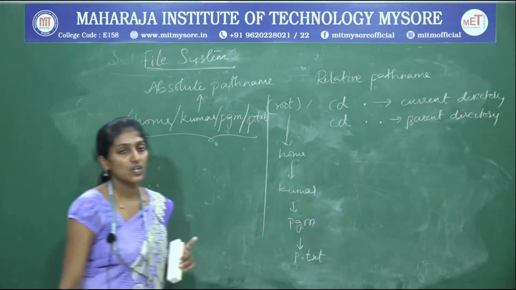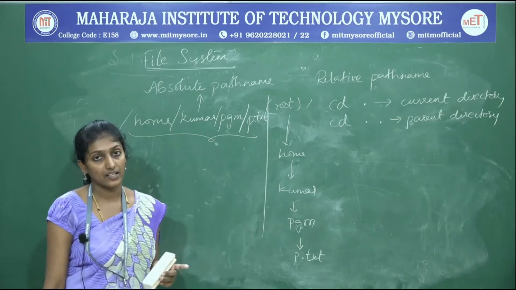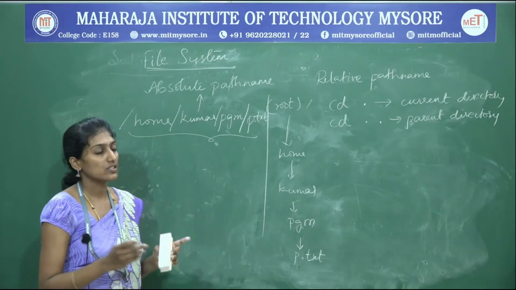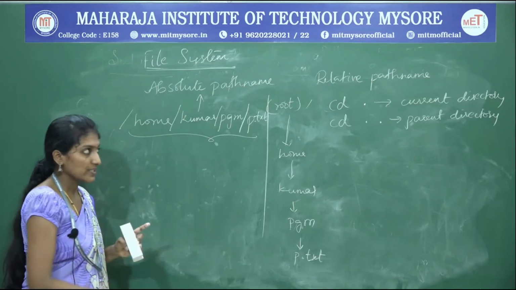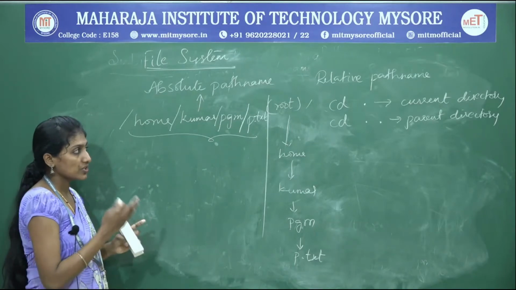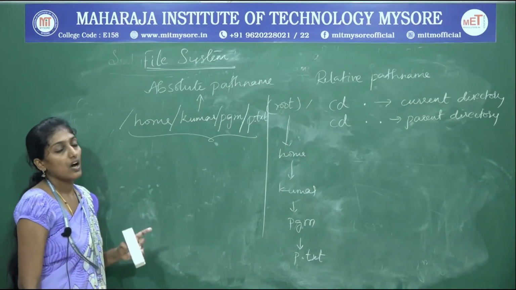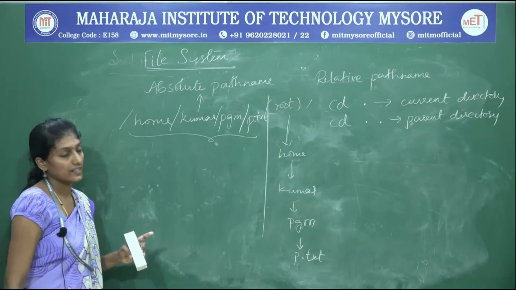So CD dot represents the current directory, and CD double dot represents the parent directory. If the user wants, instead of providing the complete path name and getting into the directory, we can just use these two cryptic notations for knowing its parent directory and its current directory.